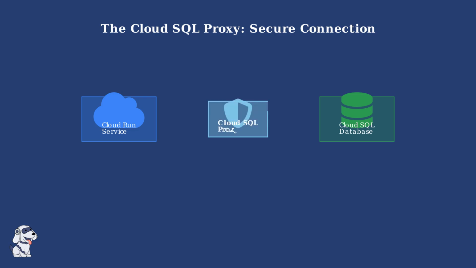The Cloud SQL proxy sits between your application and database, acting as a secure intermediary. It handles all the security complexity so your application doesn't have to. The proxy establishes encrypted SSL/TLS connections on both sides. This means all data traveling between your Cloud service and Cloud SQL database is fully encrypted and secure.